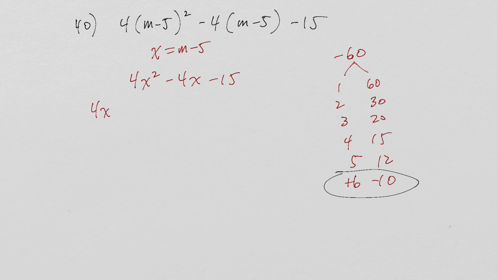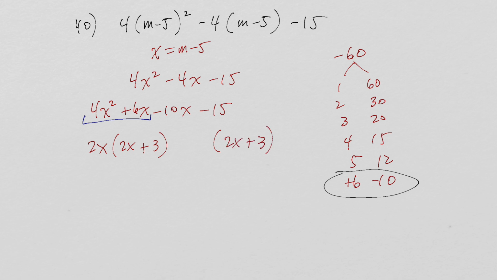And the product would still be 60. So I can go 4x squared plus 6x minus 10x minus 15. And if I group those together, I can take out a 2x. And it leaves behind a 2x plus 3. So I'll leave a big space and I'll put 2x plus 3 down again, because whatever I leave behind here, I have to leave behind here. Then I'll think about what I need to put here so that when I distribute, I get back to those things. And it's a minus 5. So I end up with 2x plus 3 times 2x minus 5.